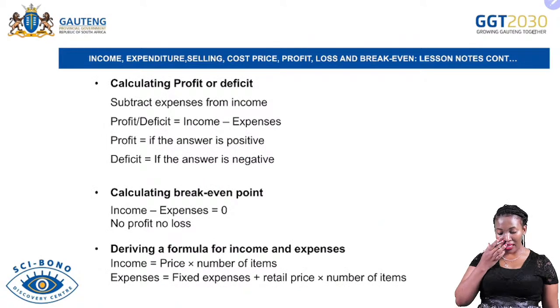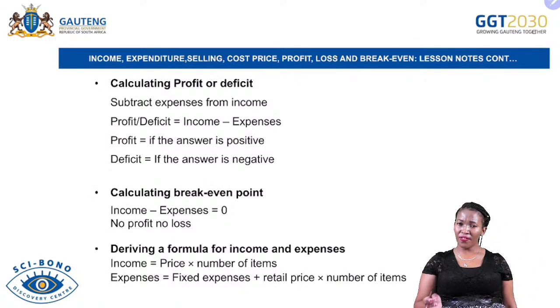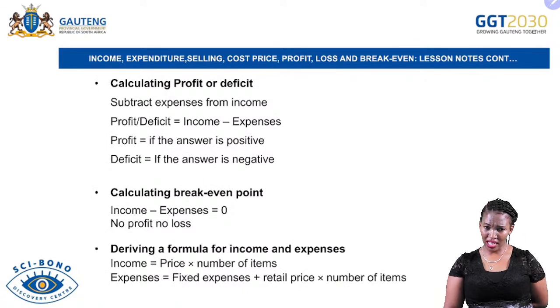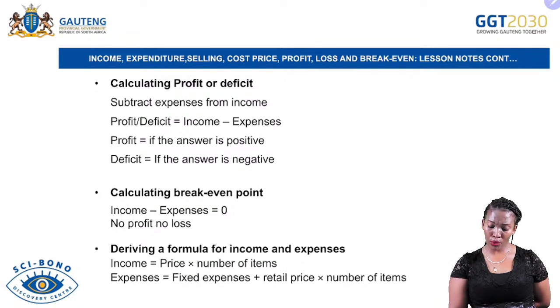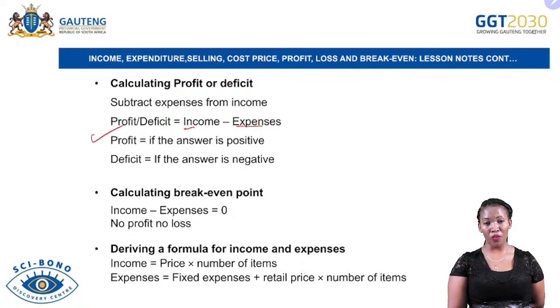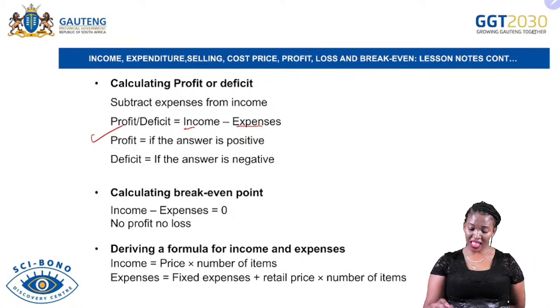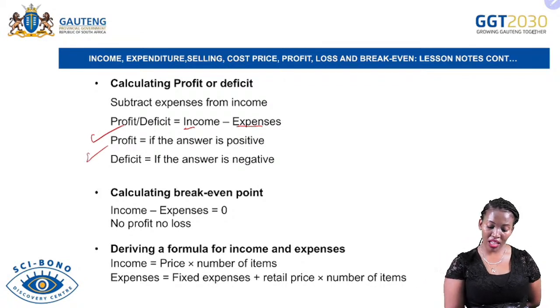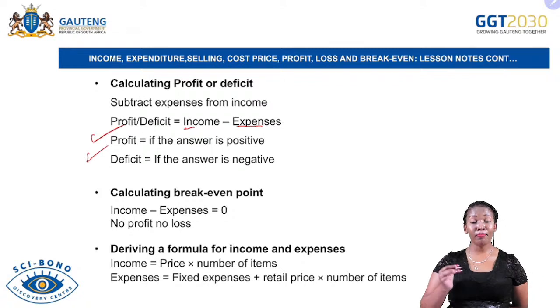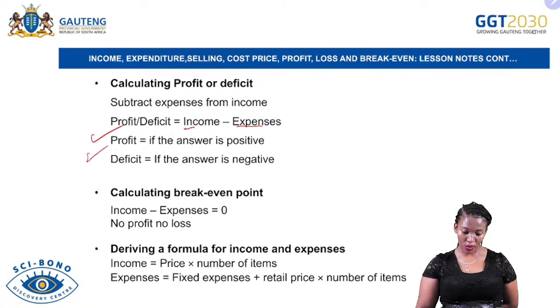And now, guys, calculating the profit or deficit, I have done this already. Remember, I said your profit, you say income minus your expenses. And if your answer is positive, then you know that you are making a profit. But if the answer is negative, then you know that you are making what? A deficit, or the business is running at a loss.